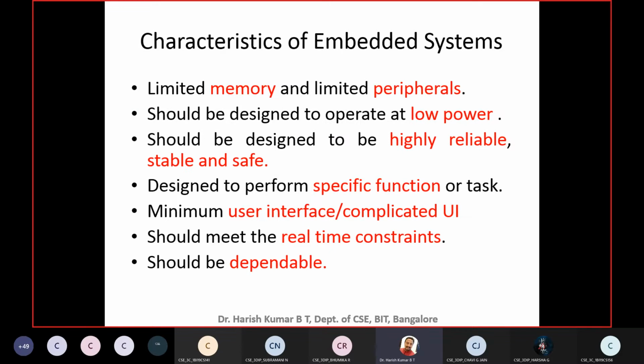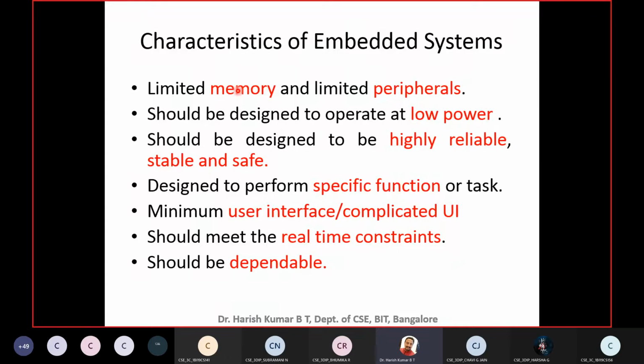Next, time to understand the characteristics of embedded systems. So what are the important characteristics of embedded systems? One is limited memory. Embedded systems have limited memory because they are small handheld, battery-operated devices. You cannot give them a bigger memory.